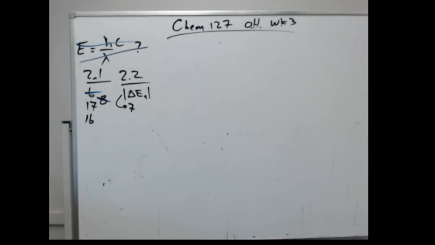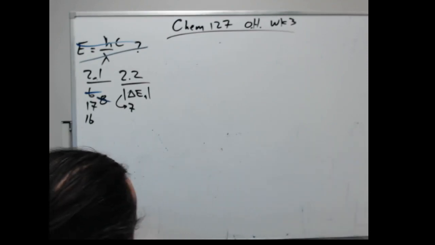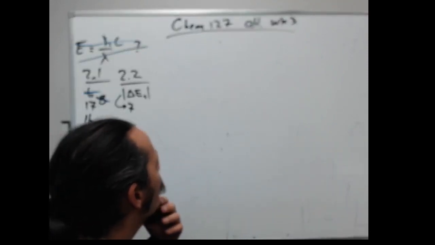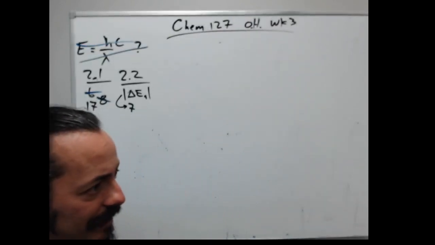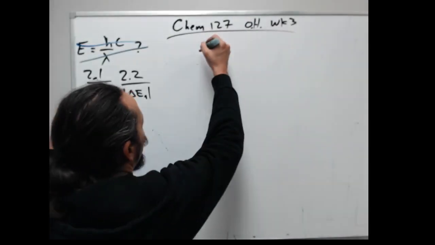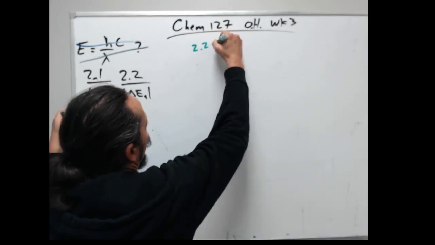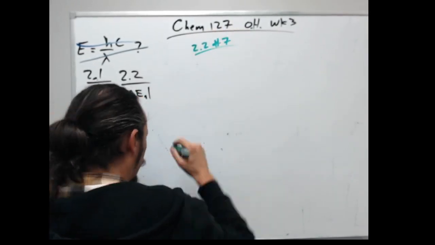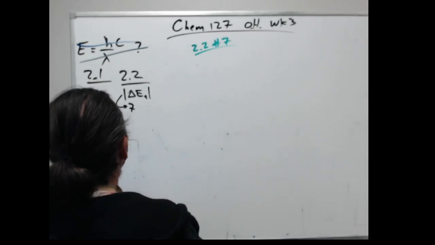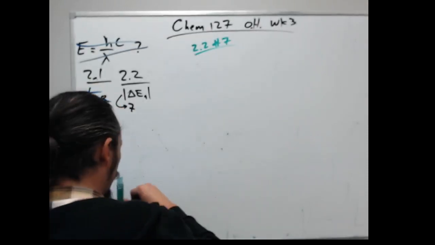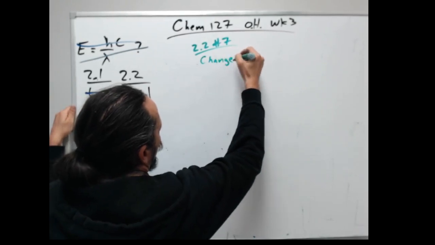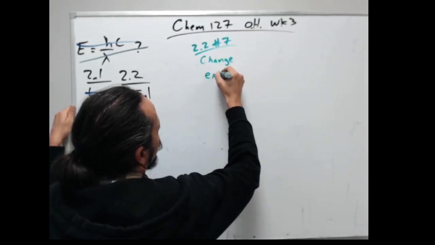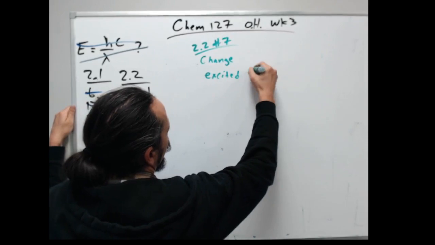Okay, so looking at things like the Rydberg equation, the disappearing negative becomes a really important conceptual thing. So let's write down what 2.2 number 7 is first, and then we'll get into some conceptual thinking around it. What does 2.2 number 7 say? What is the change in energy in joules for an electron in a hydrogen atom when it's excited from n equals 1 to n equals 5?